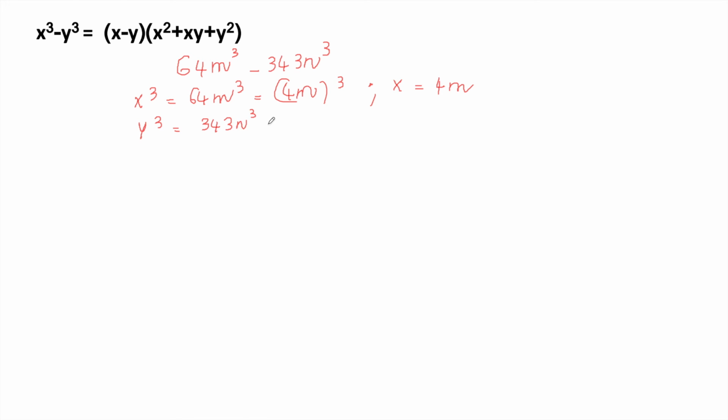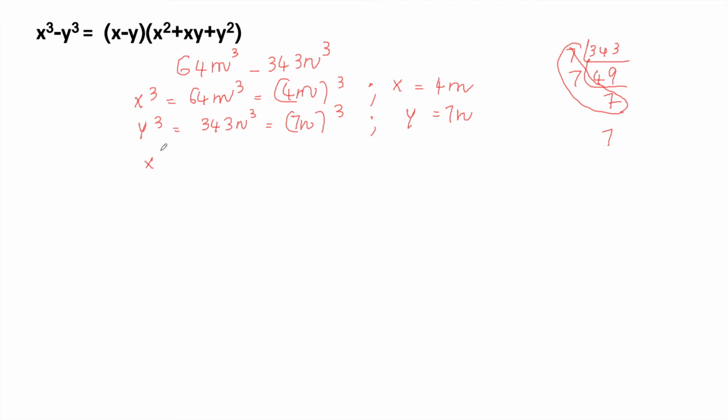Y cube it is 343n cube. Okay, 343 you can use the ladder method. 343 will not go in 2, 3, 4, 5, 6 and all, it will not go. It will first go in 7. Okay, so 49, 7, 7. Set of 3 numbers, it is 7. So you can select 7 as the cube root for 343. 7n cube. Okay, y is equal to 7n. So x and y we got.